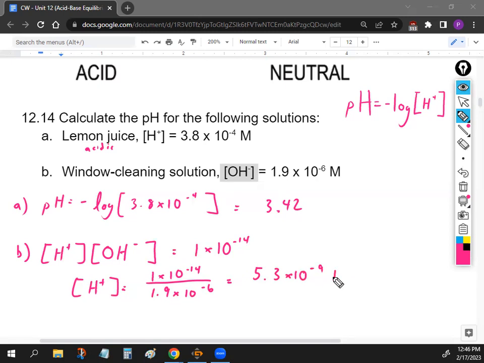What's up? Did I say 1? Oh, 5.3. Sorry, 5.3 times 10 to the negative 9. Sorry, my bad, guys. I don't know what I'm doing no more. All right, and so this is going to be the concentration of H plus. Okay, and then from there, you can just plug it straight into the pH formula, and that should give you a pH of about 8.3, something like that. Okay.